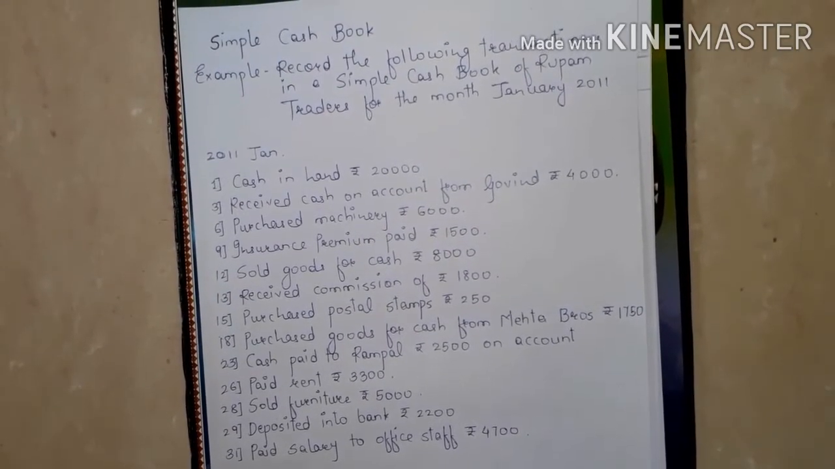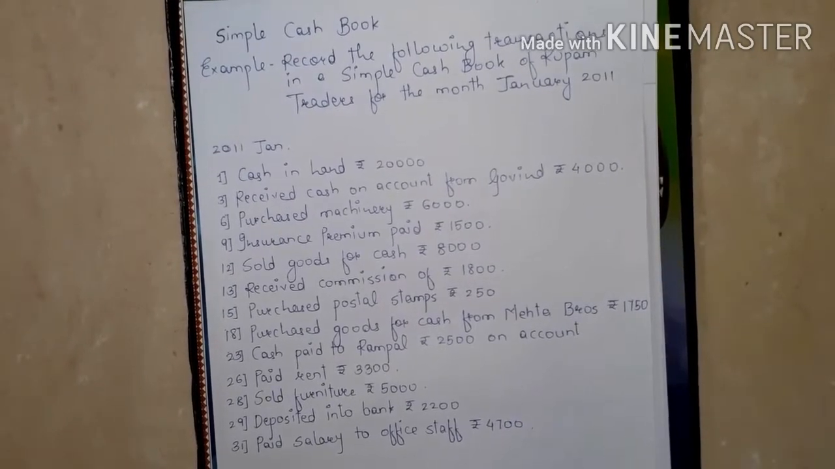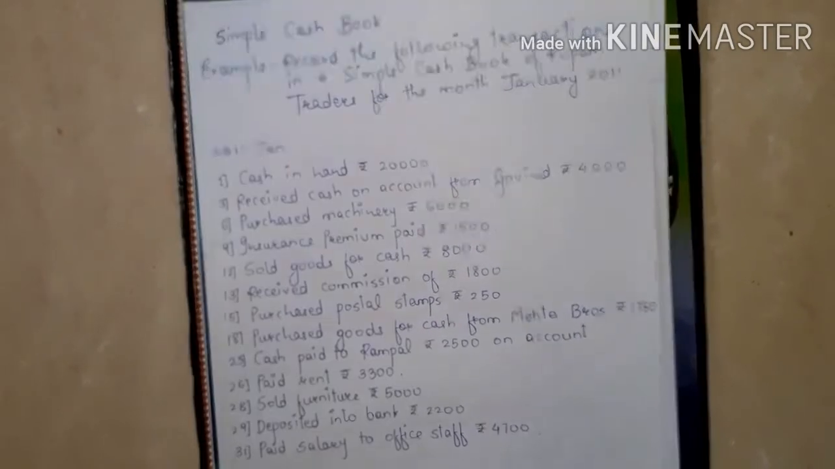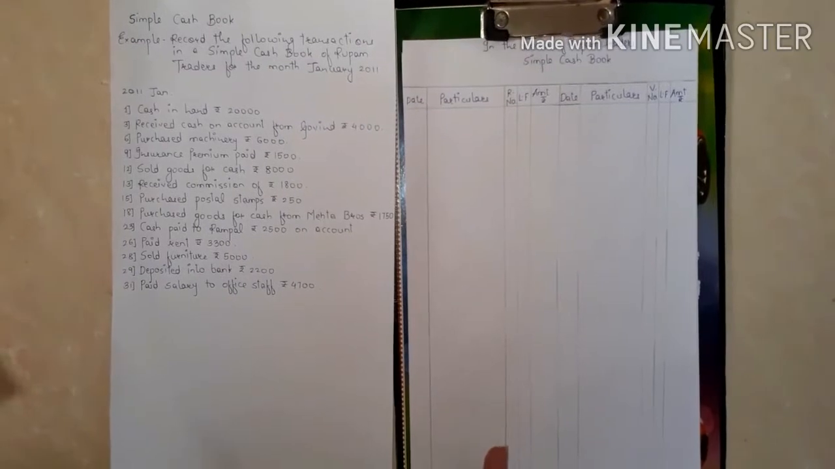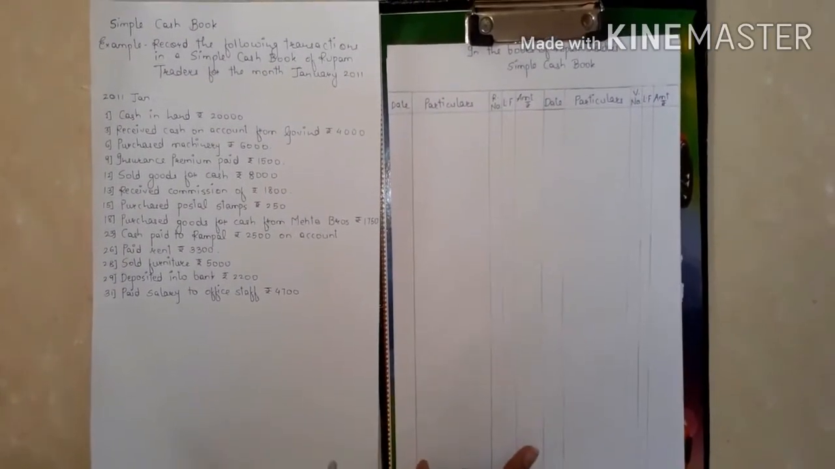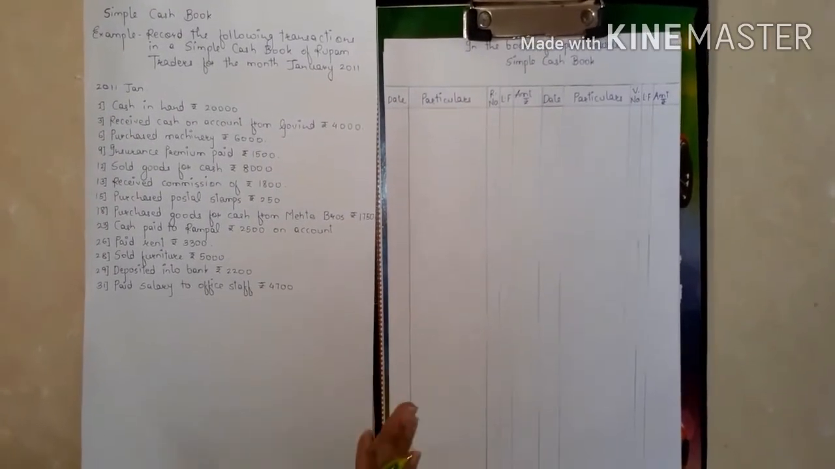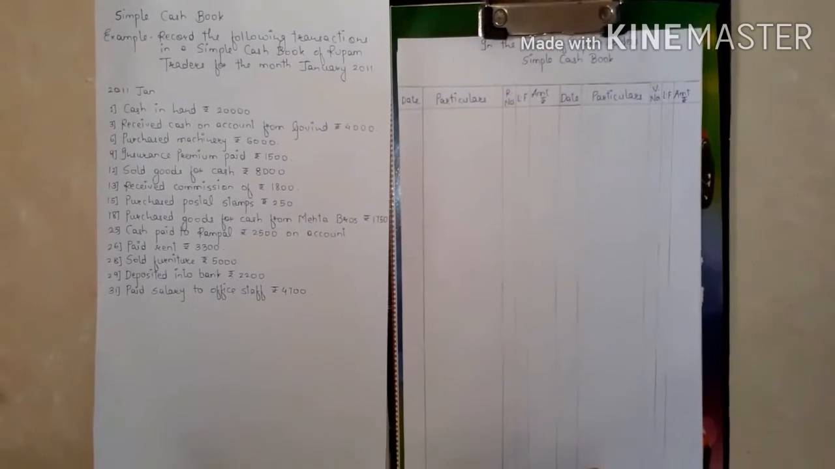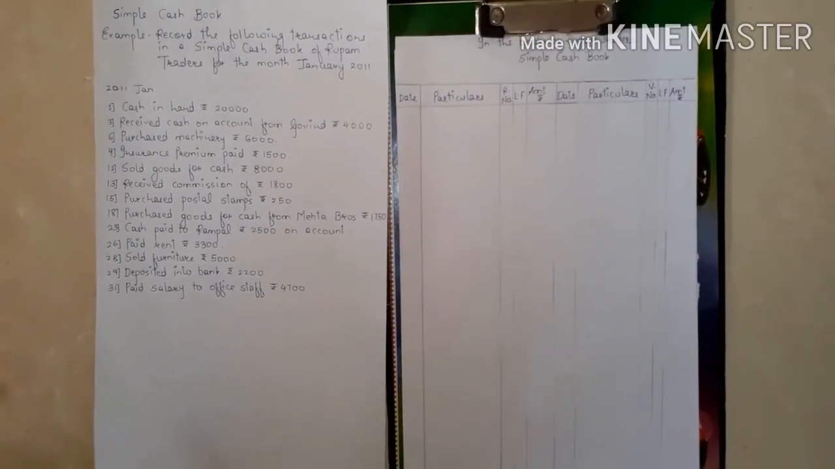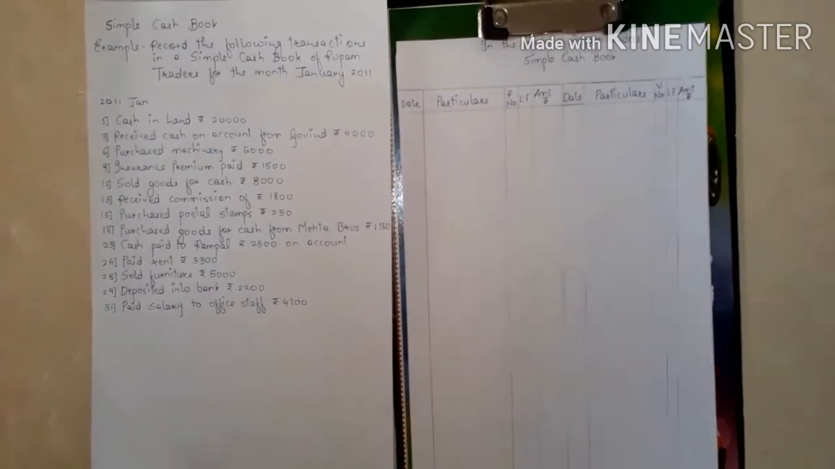So we will draw the specimen of simple cash book and then we will record all these transactions in that simple cash book. So this is how the simple cash book looks like. This is the specimen of simple cash book, and on the side we have kept the transactions of Rupam Traders that we have to record in this simple cash book of Rupam Traders. So let's see the first transaction.